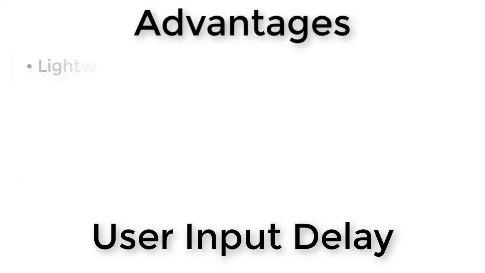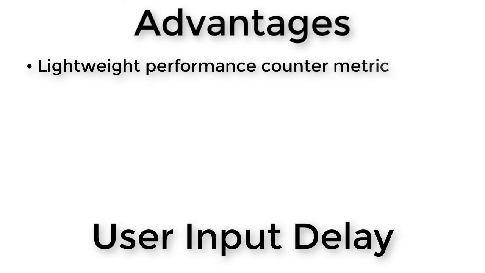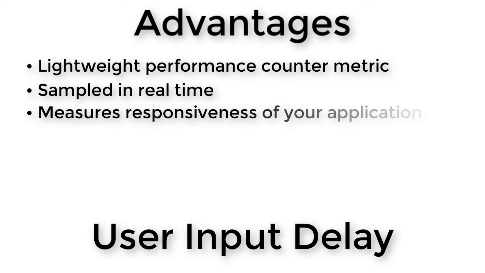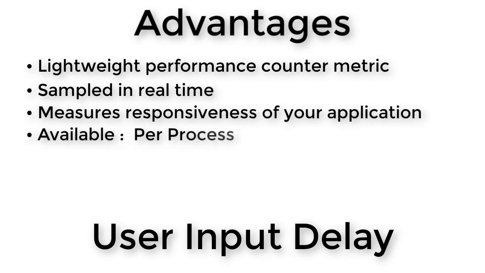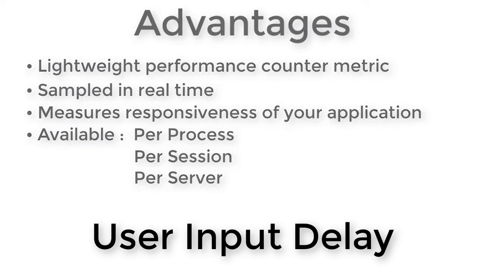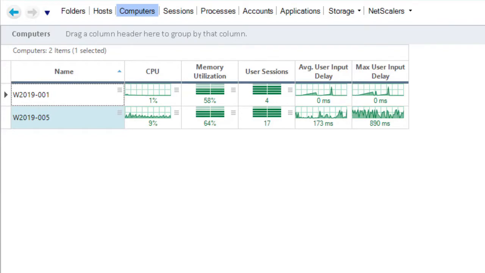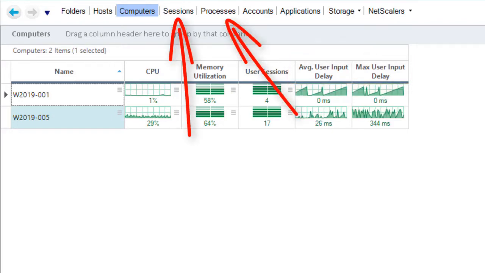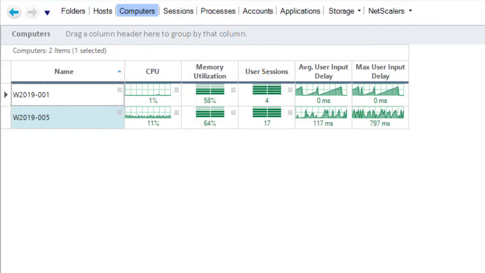The user input delay is a lightweight metric built into Windows. The metric is real-time and measures the responsiveness of your application. You can measure the responsiveness on a per-process level, a per-session level, or overall on a per-server level. What does user input delay look like in practice? The best way to demo user input delay is with ControlUp. ControlUp has the metric built in and can display it in all three views: the process view, the session view, and the computer's view. Let's explore these values within ControlUp, starting with the computer's view.